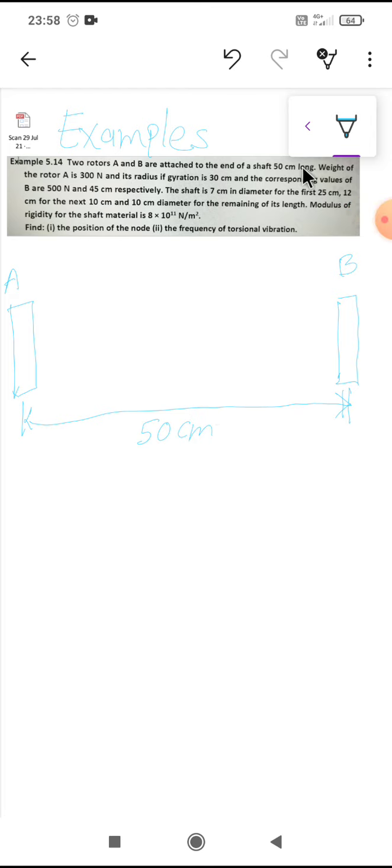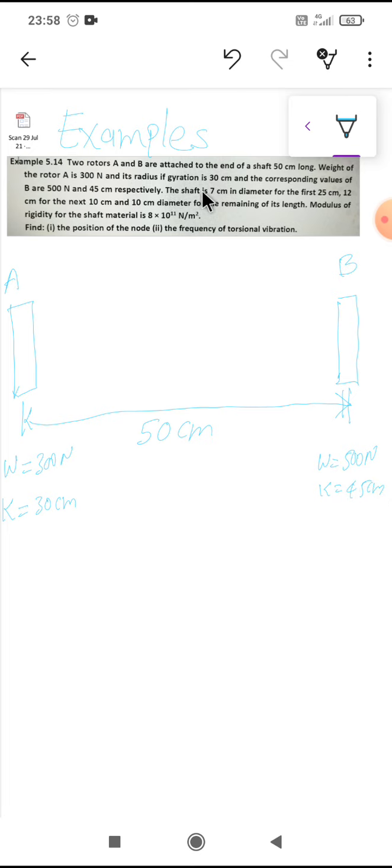The weight of rotor A is 300 Newton and its radius of gyration K is 30 centimeter. And the corresponding values for B: the weight is 500 Newton and the radius of gyration K is 45 centimeter respectively.